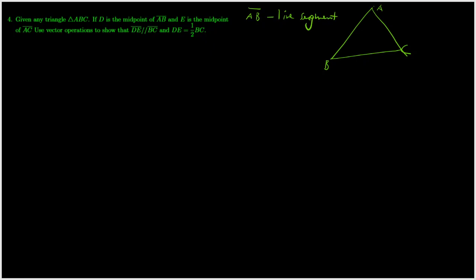So geometric line segment. That's a line segment. If you do not write a bar, AB, this notation means the length of AB, how long. That's probably how you learned in high school or junior high school.